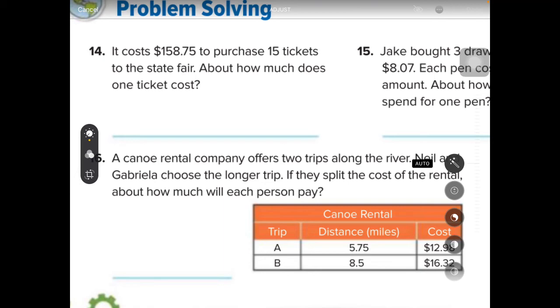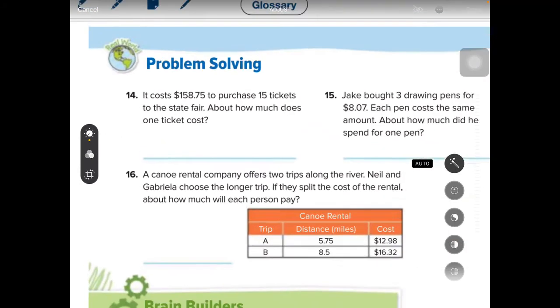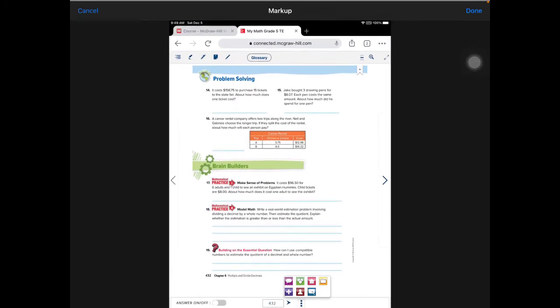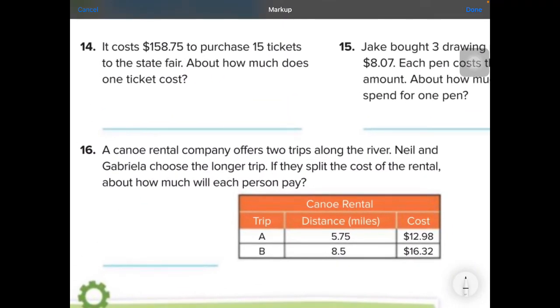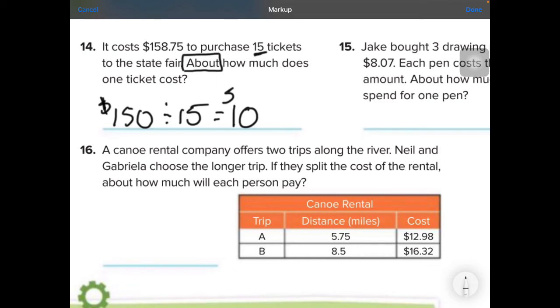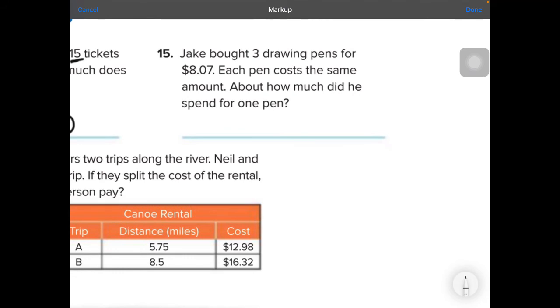Number 14, it costs $158.75 to purchase 15 tickets at the state fair. About, whoops, got to push the markup button so that I can use my marker. About how much does each ticket cost? Well, we can round these numbers to make them more compatible, and 15 tickets is what I need to find something that's compatible to. So I'm going to round this to 150. I know it's not very precise, but it's compatible with 15 because then I know that 15 will go into 150 10 times. So each ticket costs about $10.